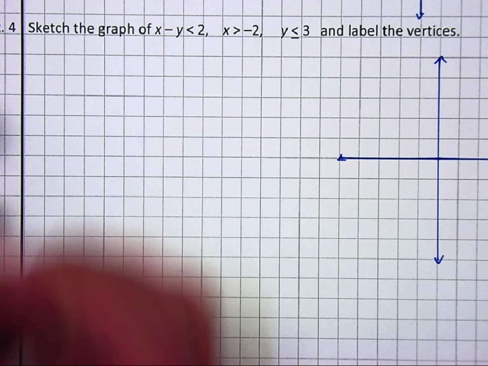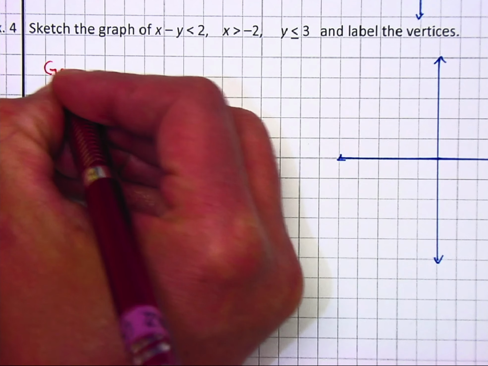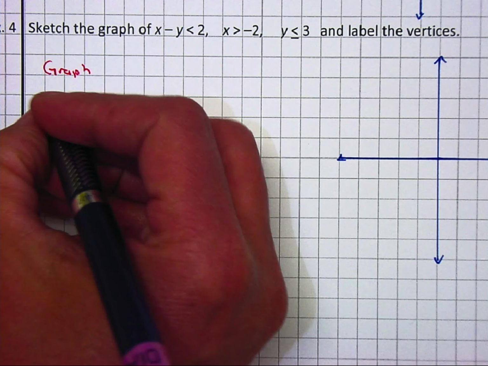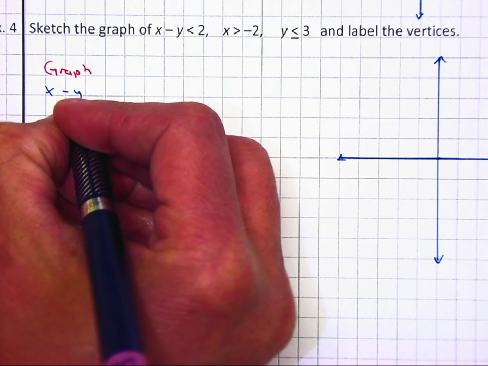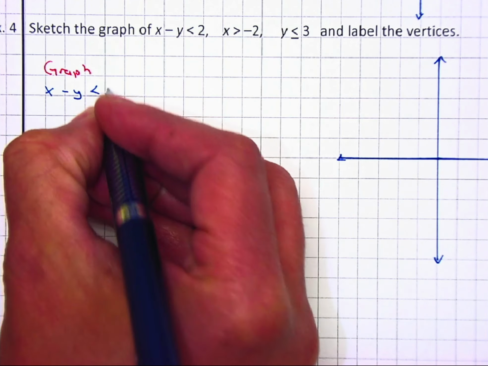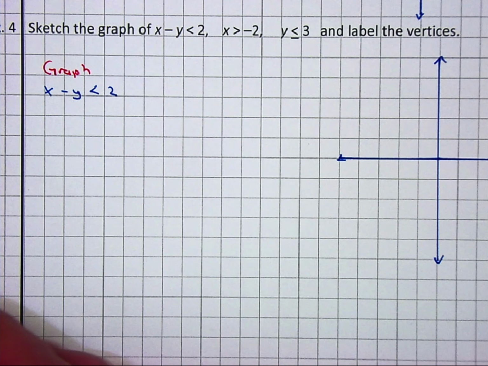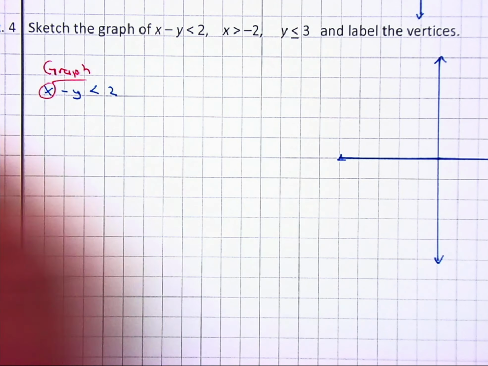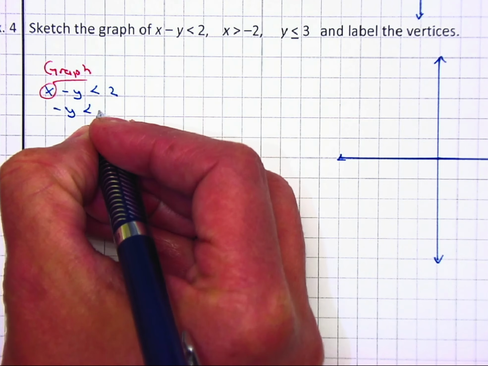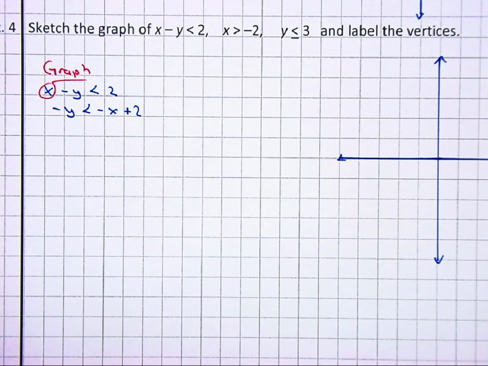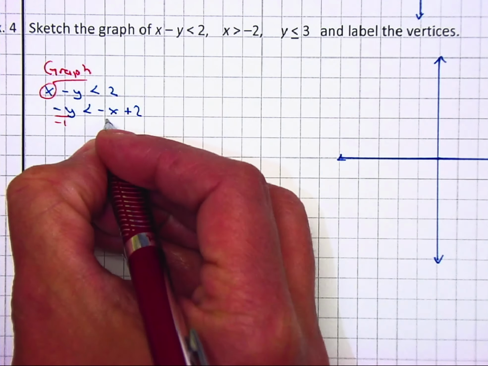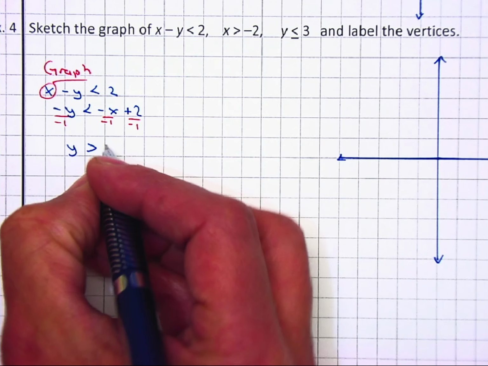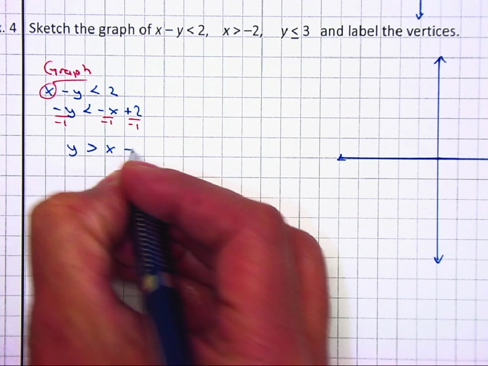And I'm going to graph the first inequality. So I'm going to graph x minus y is less than 2. I'm going to leave the y by itself. That gives me negative y is less than negative x plus 2. I'm going to divide by negative 1. And when I divide by a negative number, don't forget that we flip the inequality. That'll be y is greater than x minus 2.